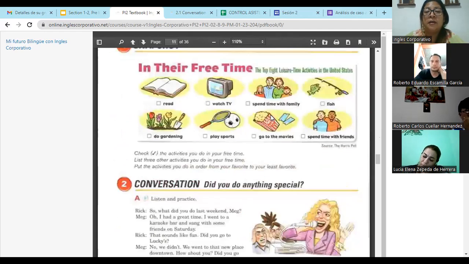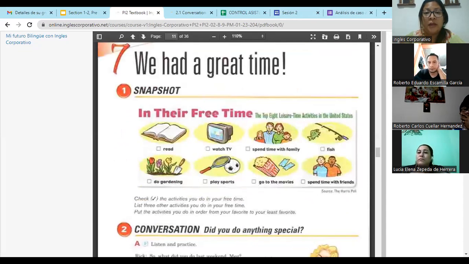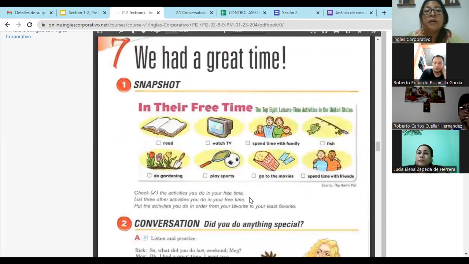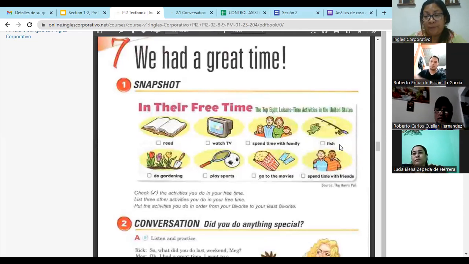Okay, ahora sí, we can move to today's topic. Okay, here we have some activities that you can do in your free time. Okay, for example, read, watch TV, spend time with family, fish, do gardening, play sports, go to the movies, and spend time with friends. Okay, what other activities do you do in your free time? What else can you do in your free time?